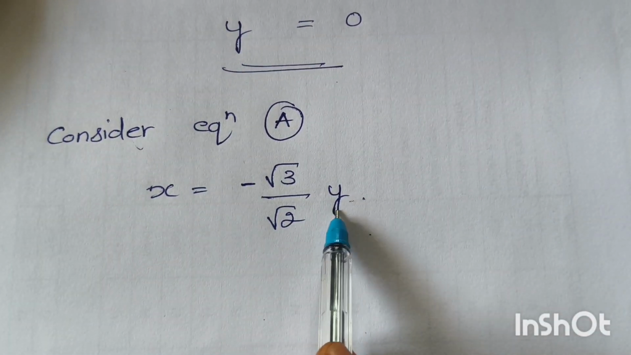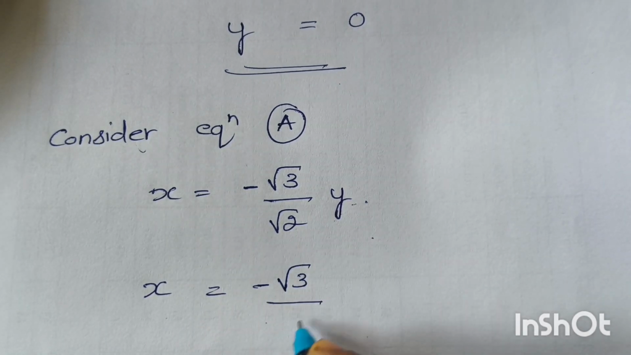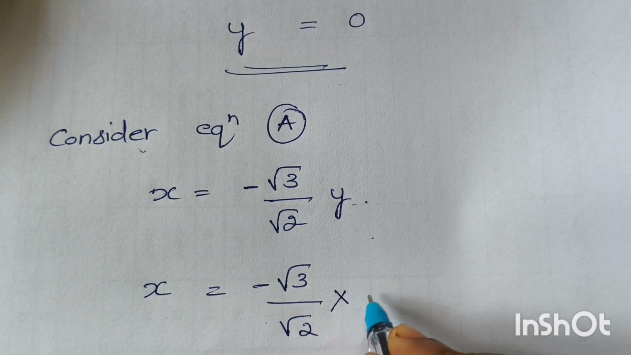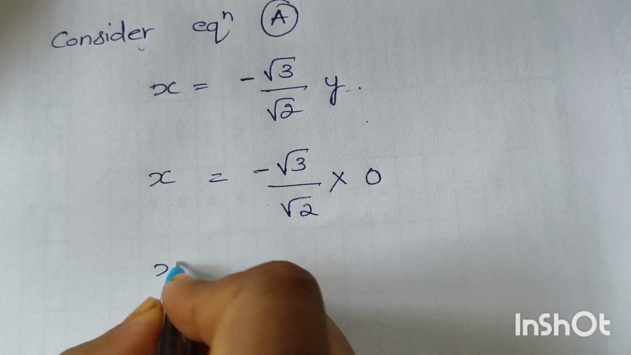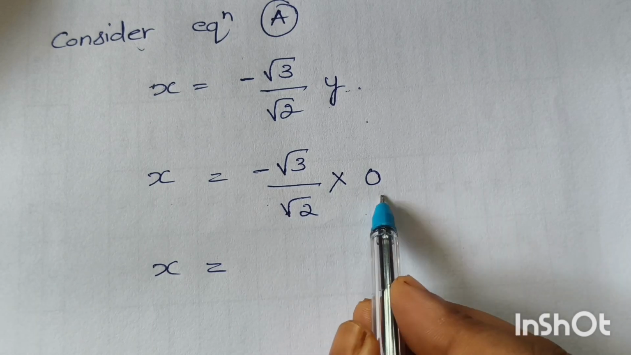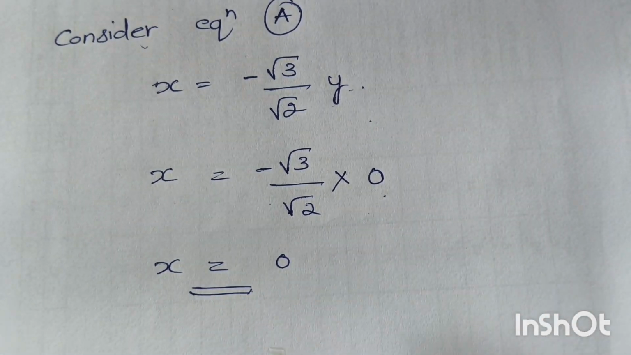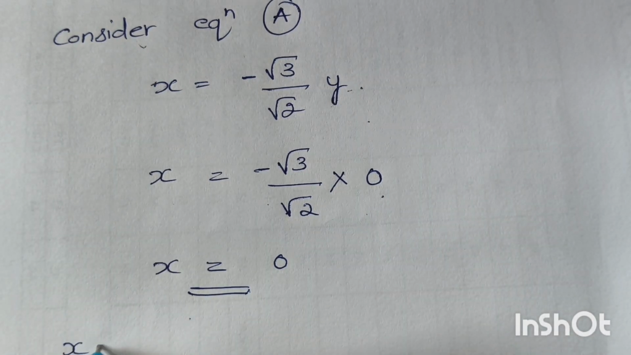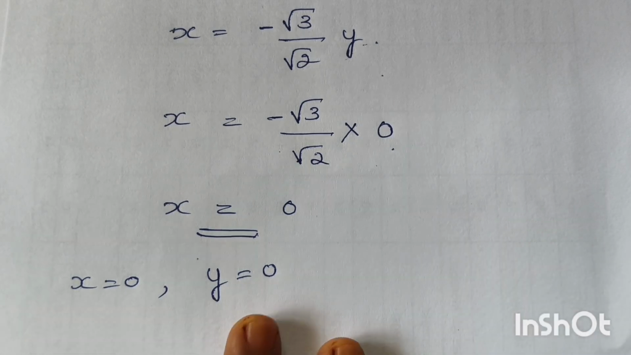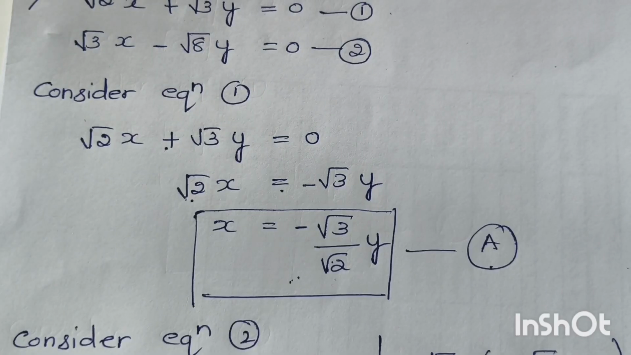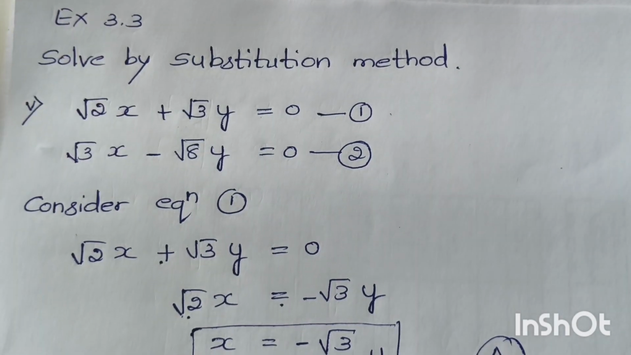We know that y is 0. Therefore, x is equal to minus root 3 by root 2 into y, that is 0. Therefore, what we will get? X is equal to anything into 0 is 0. Therefore, x is also 0. X is 0, y is also 0. Okay. Now, take the complete vision of the problem.